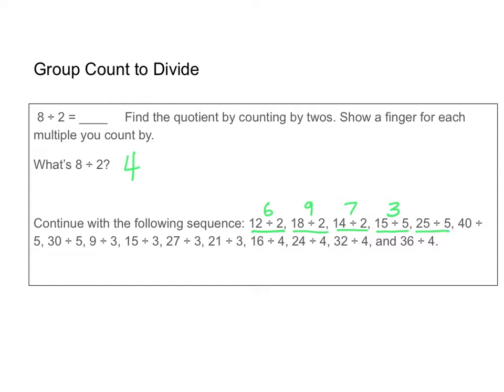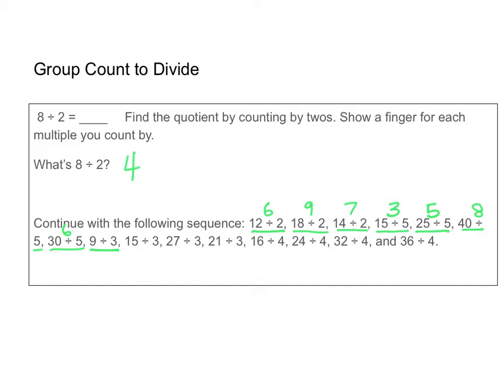25 divided by 5, 5, 10, 15, 20, 25 gives us 5. 40 divided by 5, sorry, that went on to the next line. 5, 10, 15, 20, 25, 30, 35, 40. That gives you the 8. 30 divided by 5. 5, 10, 15, 20, 25, 30. That gives us 6.